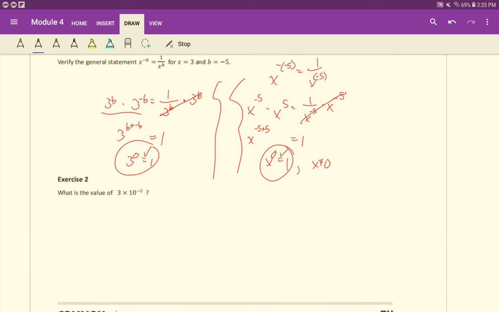What is the value of 3 times 10 to the negative 2? Okay, so it's 3 times 10 to the negative 2. What's 10 to the negative 2? It's the same thing as saying 3 times 1 over 10 squared, or 3 times 1 over 100. So it's 3 hundredths, right? Because we can put the 3 over a 1 there, multiply across the top, multiply across the bottom to get our fraction. As a decimal, this is precisely 0.03.